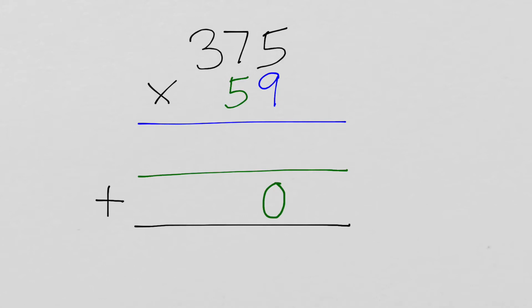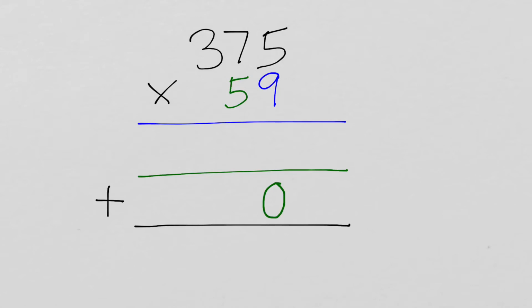So on the top, I'm going to have 9 times 375, and on the bottom I'm going to have 50 times 375. So in order to know what 59 times 375 is, I need to add those two together to get an answer down here. So that's how it works. Now I might have to carry some stuff at the top, and we'll go through that real quick here.